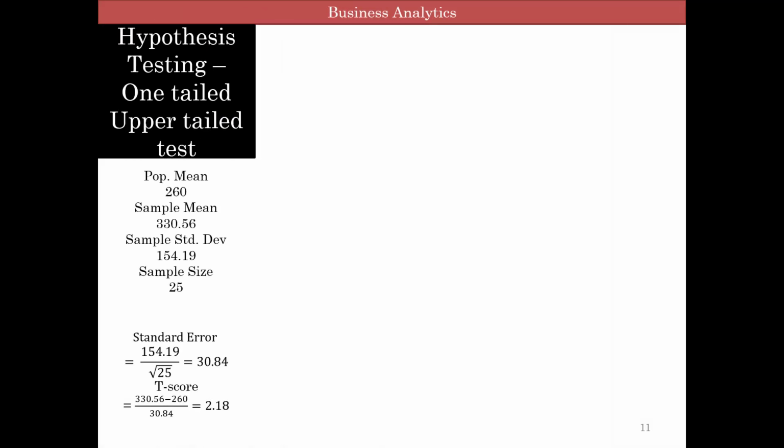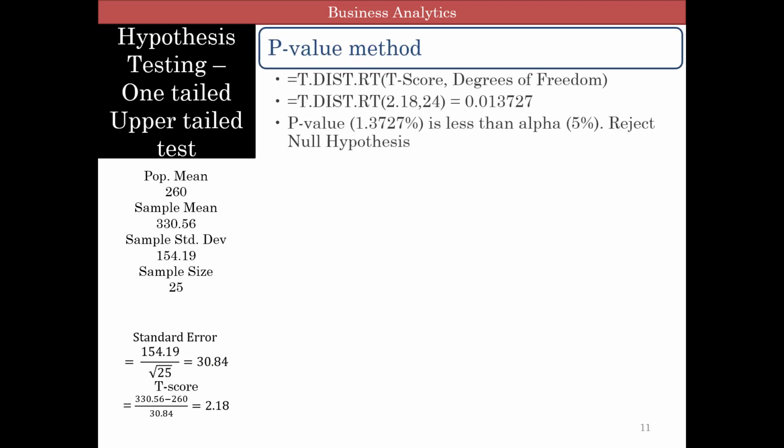Let's look at the same steps here. P-value method, we're going to calculate the t-score for sample mean, which is 2.18. And we're going to use t.rt, and you're going to compare it with alpha and not alpha by 2. That's the only difference here.